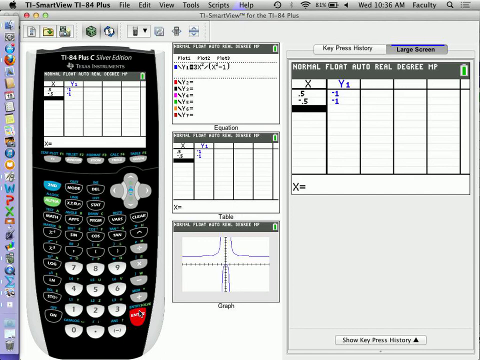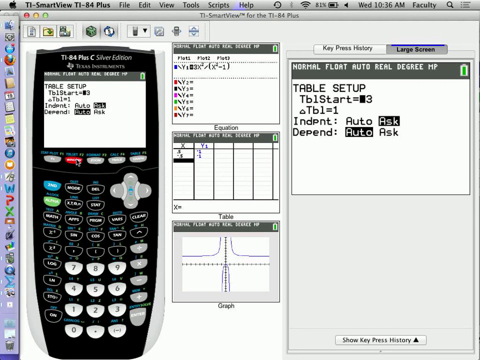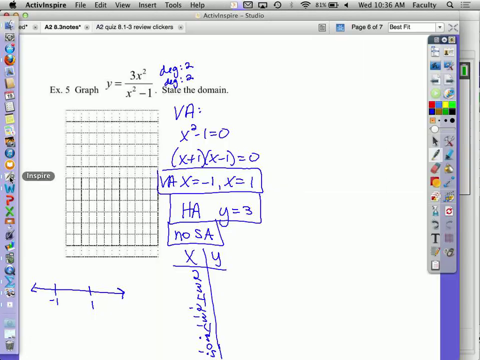Right, yeah. Okay, now let's go back and turn that off, because I don't want you to be frustrated and be like, how do we do that? Where do we go? So go back to second window, that's table set, and put it back on auto. Alright, so let me quickly fill in my table, and then let's graph.